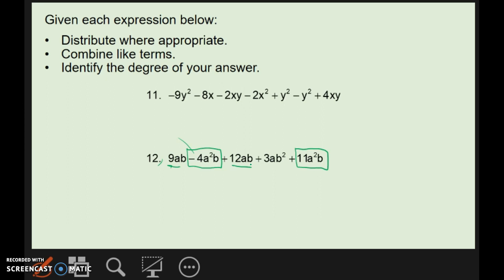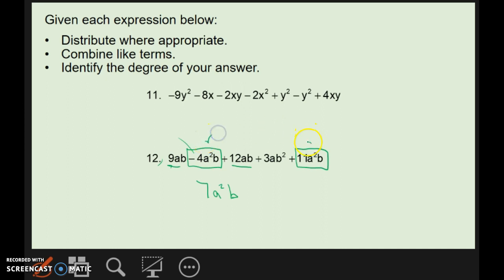So as we talked about before, we're going to put it in descending order based on the first variable that's mentioned. In this case, it's a. So I'm looking for an exponent of 2 on the a, and I have that with these two terms, negative 4a squared b and 11a squared b. When I put those together, we get 7a squared b.